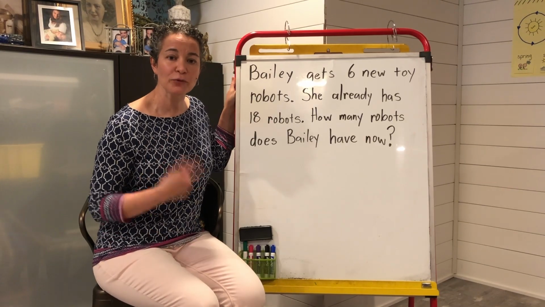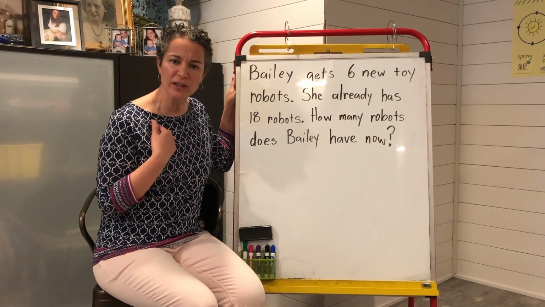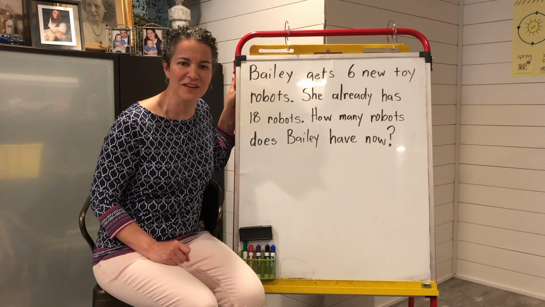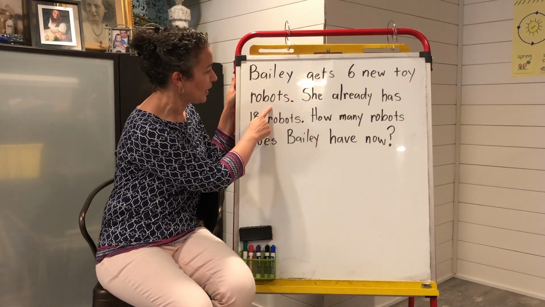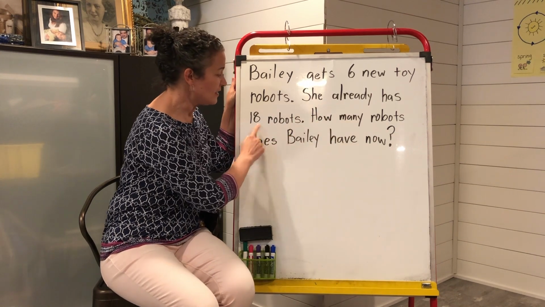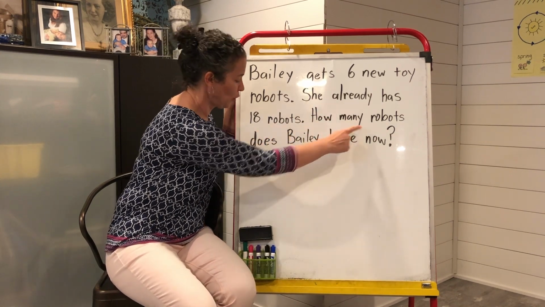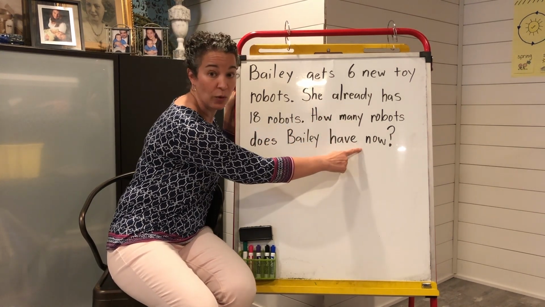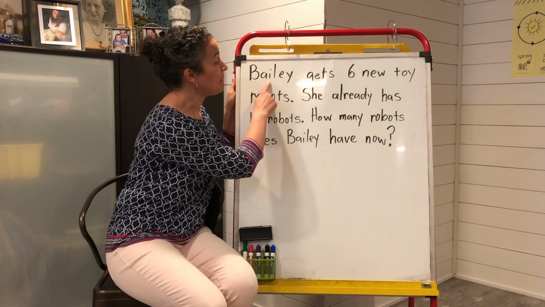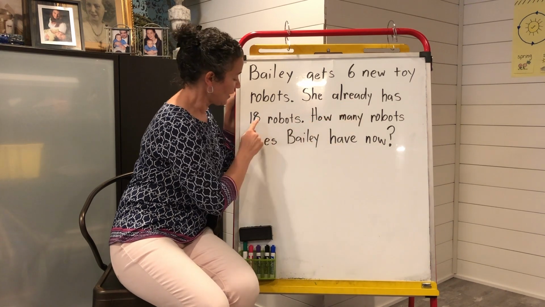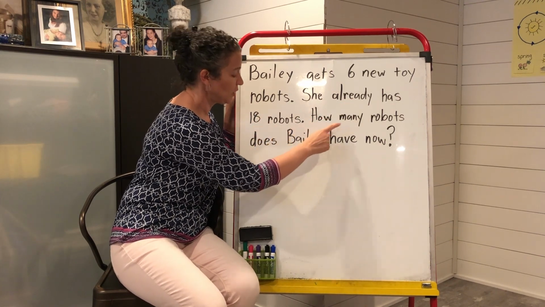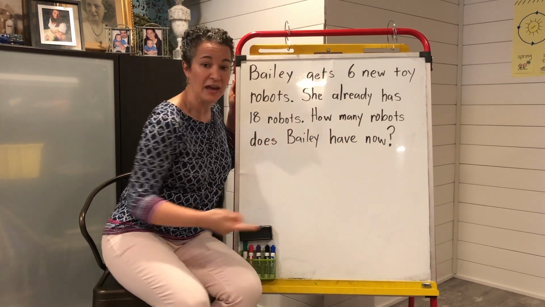All right, my friends, I've written our first word problem up. Let me read it the first time by myself, and you read it with me the second time. Here we go. Bailey gets 6 new toy robots. She already has 18 robots. How many robots does Bailey have now? Read it with me this time. Bailey gets 6 new toy robots. She already has 18 robots. How many robots does Bailey have now?